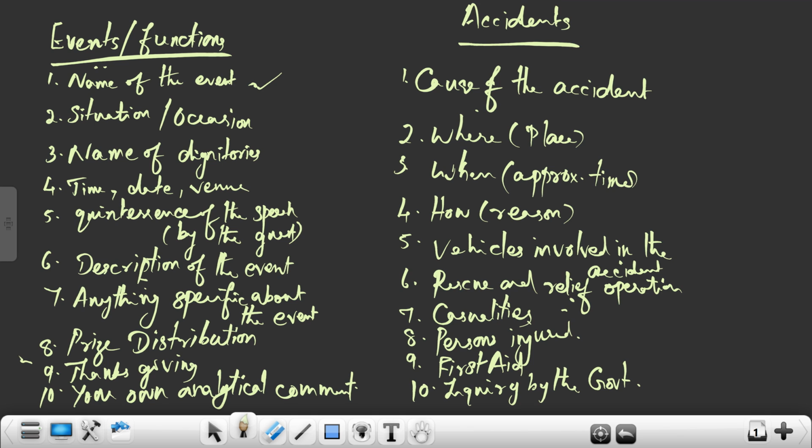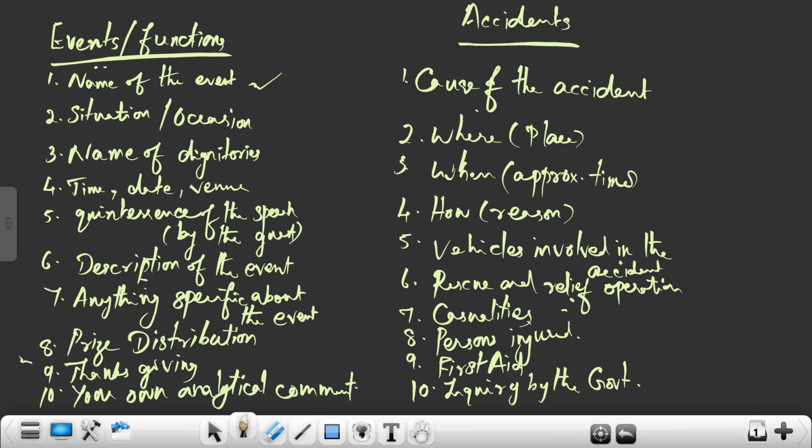And also the quintessence of the speech presented by the dignitary, you have to write down in a book and enter in your write-up. And the description of the event as a whole. And anything specific you need to highlight, include that also. And about the prize distribution, thanksgiving and your own analytical comment.